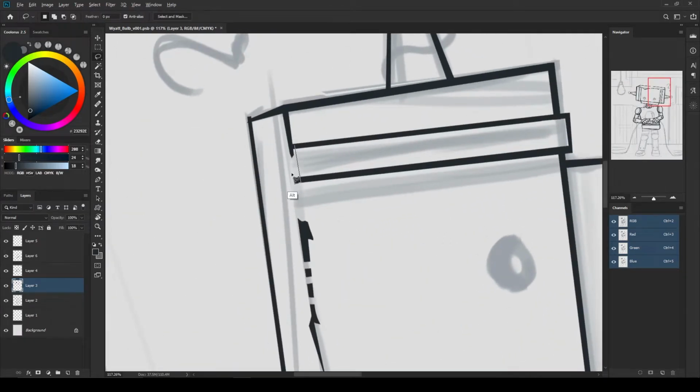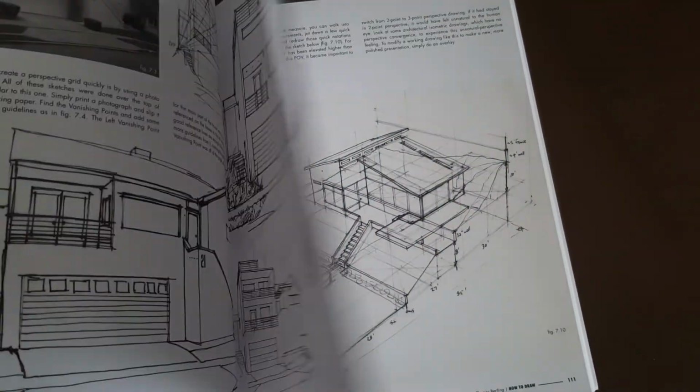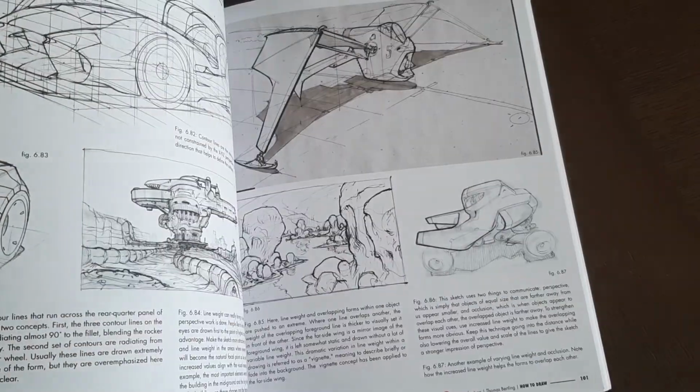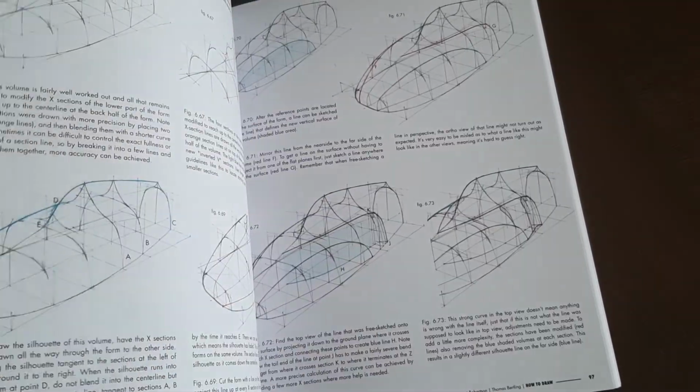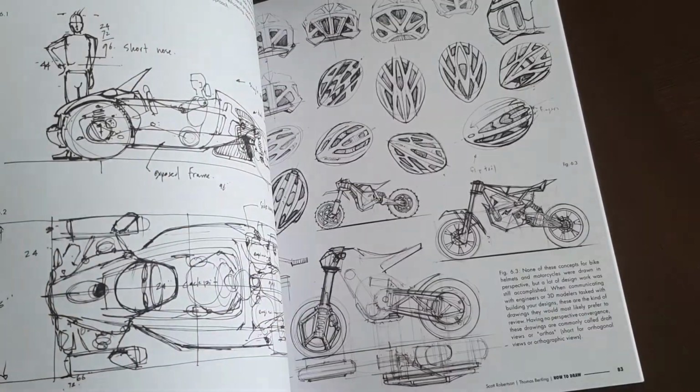A lot of the information I'm going to go over today is from Scott Robertson's How to Draw, which I highly recommend going through if you're also wanting to learn more about perspective. Some of the terminology in that book can be quite dense, so I hope my video can distill things down to make it a little bit easier to understand.